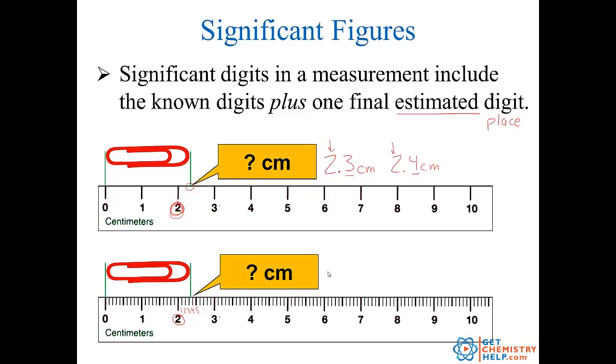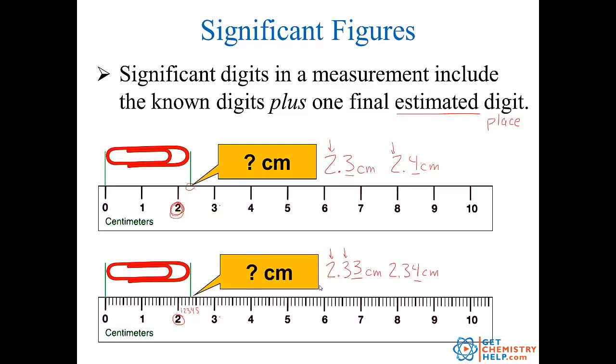So now, okay, what do I clearly know? Well, I know the 2 for sure, and I know it's 0.3 for sure. But there's a hundredths place that I can estimate. So I'm going to say that looks like about 2.33 centimeters to me. But again, you might say, oh, that's 2.34 or 2.32. That's fine because we all agree on the ones and the tenths, but we're all estimating the hundredths.